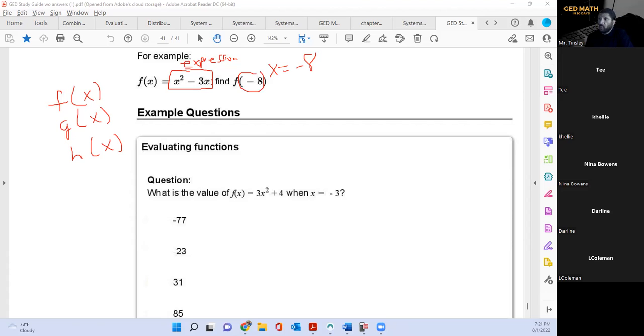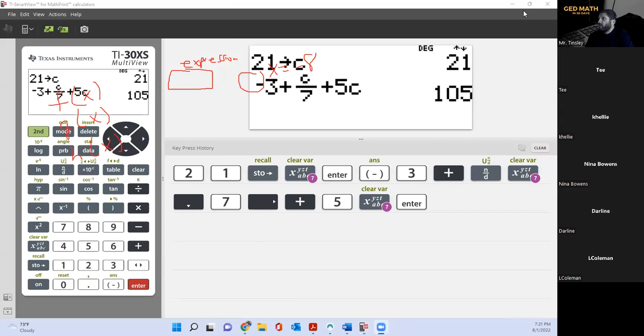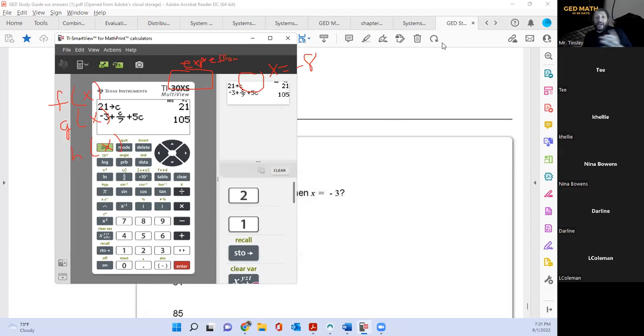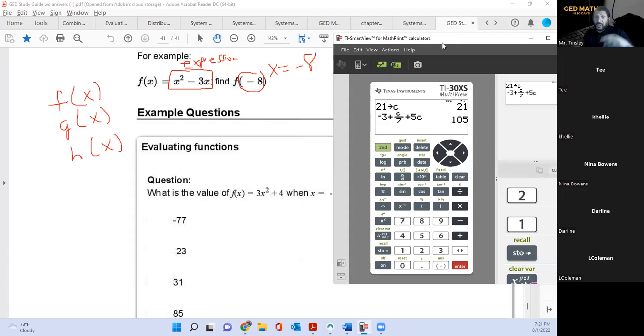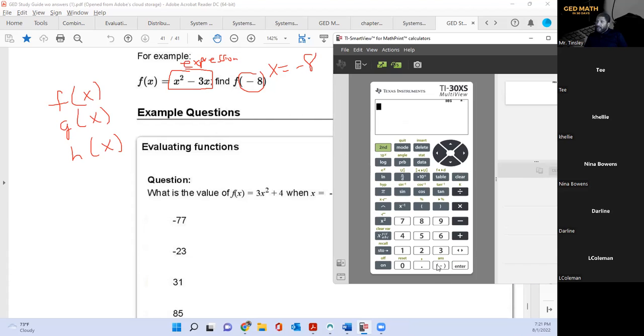So all you're going to do with your calculator to evaluate a function, the two things you're going to do for a function, is to determine if it's valid or not, or evaluate it. They're going to give you the function. They're going to say f of x equal, g of x equal, h of x equal. They might say g of t, it doesn't matter. This one right here tells you x is your input. This notation here tells you x is -8. So to do this problem, all you would do is say -8 store x, and then put this expression in. x squared minus 3x, 88.